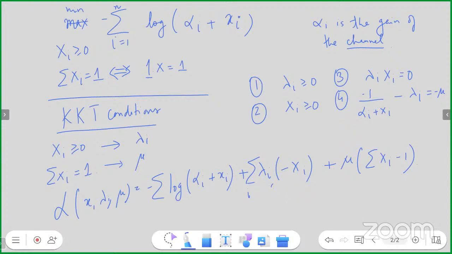So for that index subset for which lambda I is 0, we can get the mu in terms of alpha I. But how do I identify them first? What you're asking is correct, but how do I identify which one's 0, which one's not 0? Because there are two variables here, right? Lambda I as well as mu.